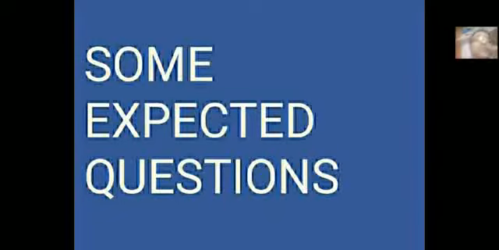Now some expected questions from the exercise related to mode and other measures of central tendency. The marks of 20 students in a test were as follows: 2, 6, 8, 9, 10, 11, 11, 12, 13, 13, 14, 14, 15, 15, 15, 16, 16, 18, 19 and 20. You have to find out the mean, the median and the mode. In the earlier videos we already discussed how to find the mean and the median for ungrouped data, and mode, how to find.